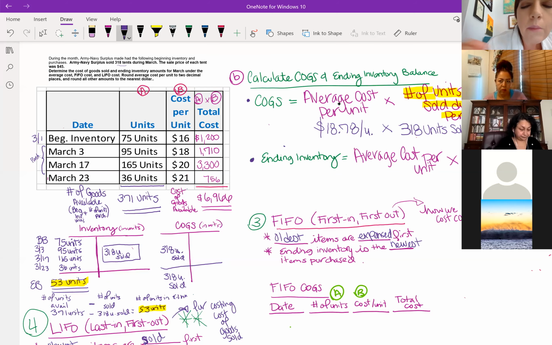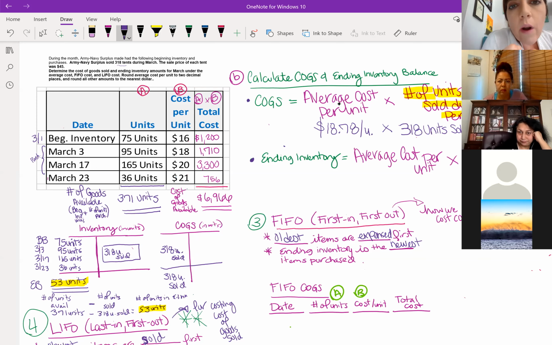So during the period, they sold 318 units. That's how many we expense as cost of goods sold. We multiply that times 18.78 per unit, our average. That's 5,972.04. I don't care about the pennies, so I'm just going to round those off: 5,972. And that would be my debit to cost of goods sold, credit to inventory, to recognize cost of goods sold during the period if I'm using average cost.